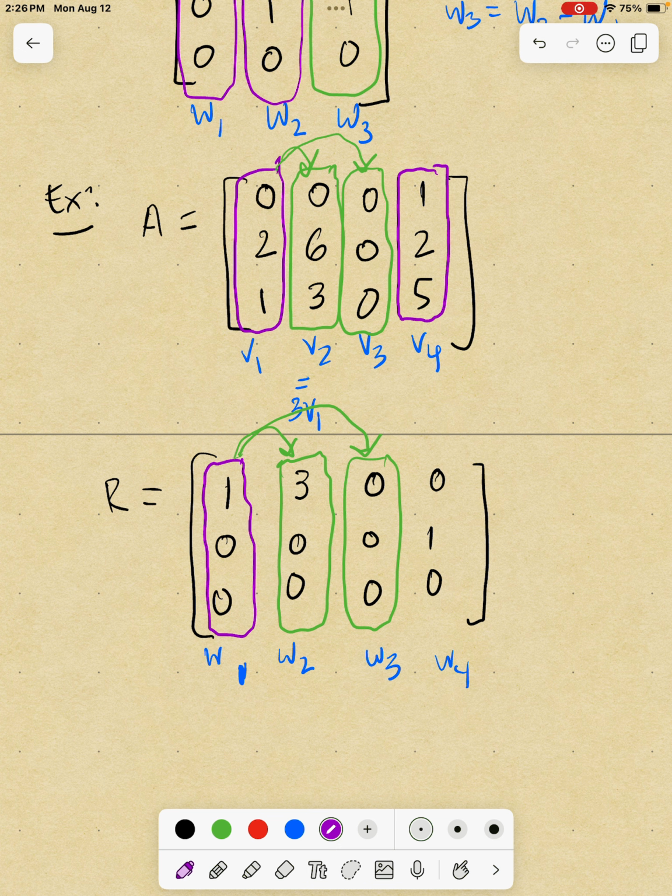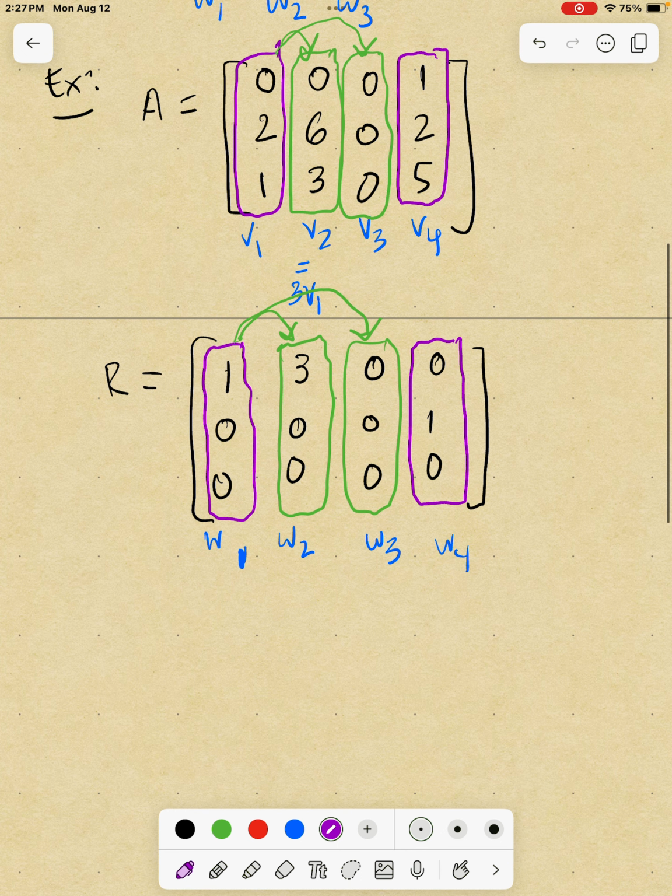the first column, right? So 1, 2, 5 is not a multiple of the first column. Then you have your second pivot column. And you keep doing that until you get to the end. So that hopefully gives you a better idea of how reduced row echelon form works.